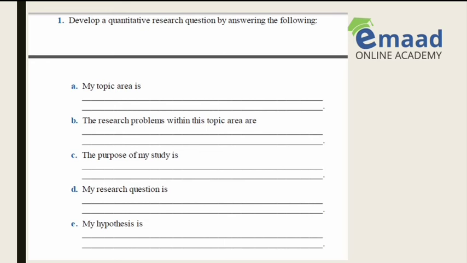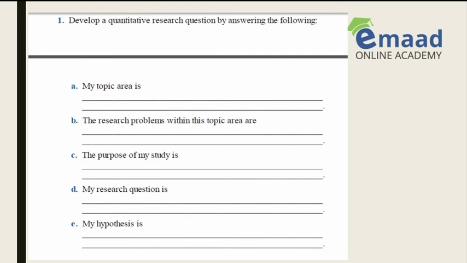Then you have to elaborate: the purpose of my study is. Here you have to write the purpose; the proper format of purpose writing I have already shared with you. Then: my research question is. In this section you have to put the research question that you have created. And the last one: my hypothesis is. In this section you have to generate some hypotheses related to your topic. So this is the exercise.